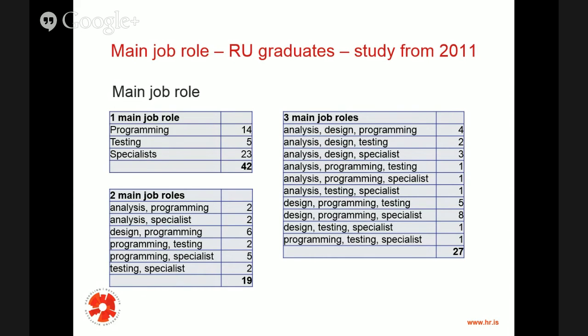The exact numbers. How many are? How is it actually? What are they doing? Those that are doing 3 job roles. But that wasn't that much pattern in this. There's like one that is doing this combination, one that is doing the other combination. The most frequent combination was designing, programming, and being a specialist.